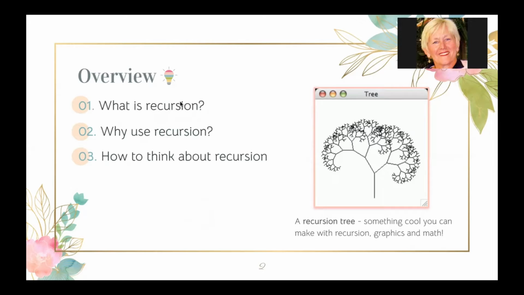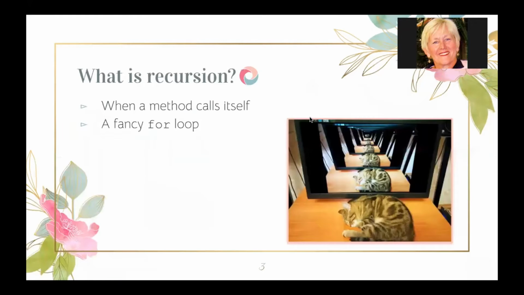So first off, recursion is what I would call a fancy for loop. It's basically a method that calls itself. And why I call it a fancy for loop is that any recursive method can be written as a very complicated for loop. Oftentimes, under the hood, compilers will actually turn recursive methods into a for loop. But in general, a recursive method is just a method that calls itself.